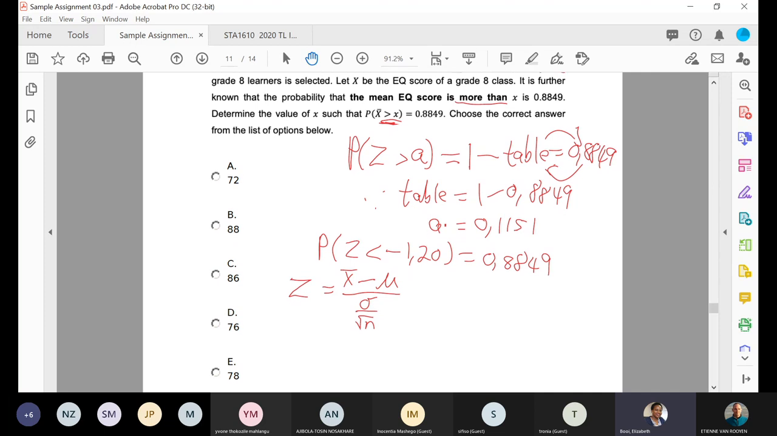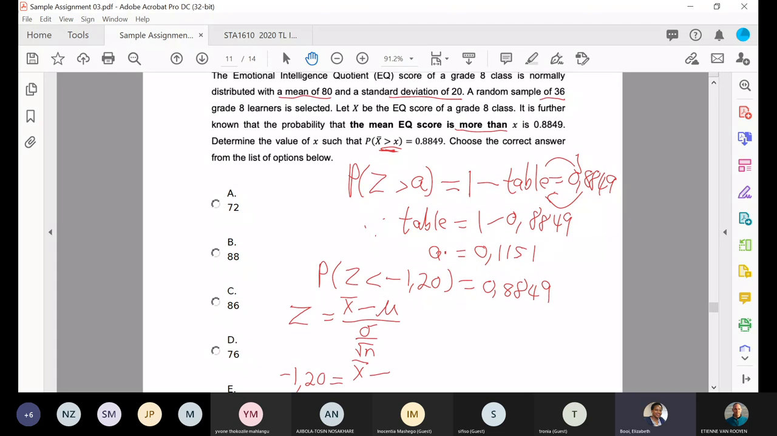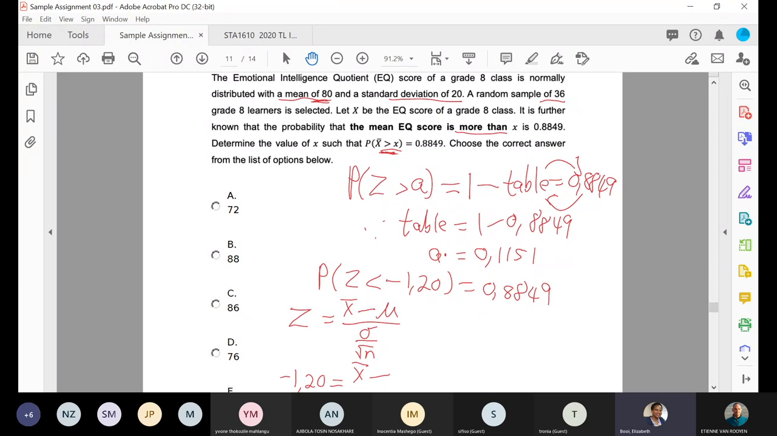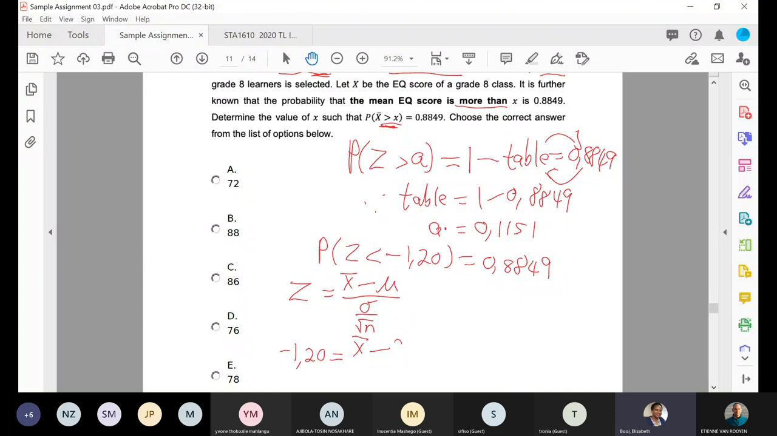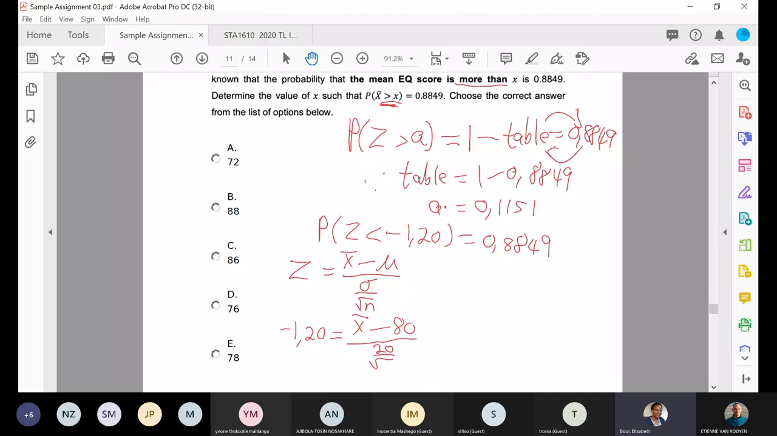What is our Z value? Our Z value is minus 1.20, which is equal to, the mean is what we're looking for. Our population mean, they gave us, is 80, and our standard deviation is 20. So x bar minus 80, divided by 20 divided by the square root of our n, they said it's 36, the square root of 36.